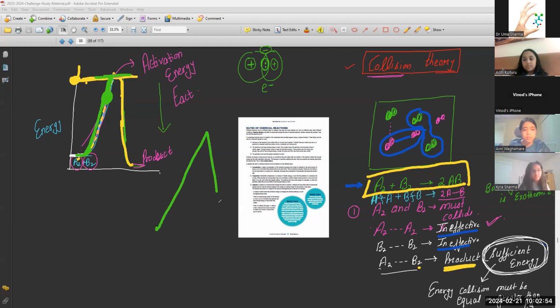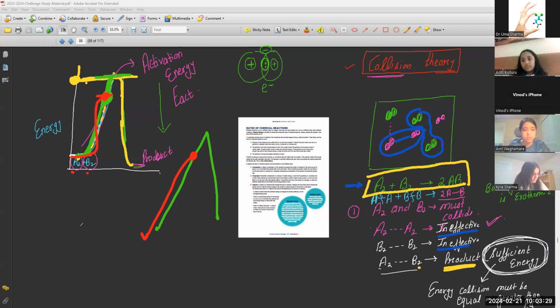Kyra, Aditi picked up an example. This is the hill, and you threw the ball, but the ball is reaching up to only this point. What will happen to the ball? It will roll back down. Same here. If they are colliding here, they will come down. Same as such, A2 and B2. So you can say that the collision is again ineffective. Ineffective means it will not give you the product.